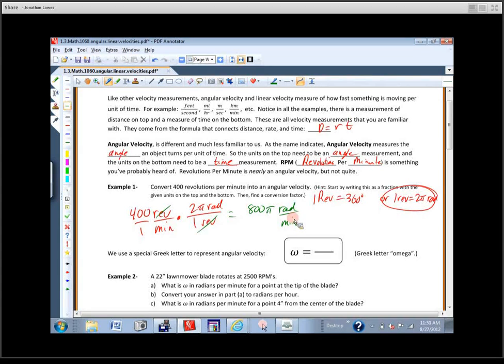Again, angular velocities are much less familiar to us. They sound a little bit weird, but this is 800 pi radians per minute. How many radiuses we turn every minute. Okay?